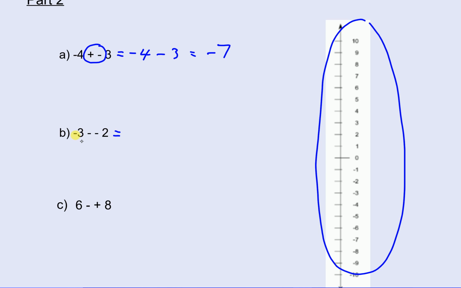Okay, next one, we'll go a bit quicker. First one is -3, just leave that as it is. Look at these 2 symbols together, 2 minuses, change that to a plus. So I'm starting at -3, so I start down here, I add 2, go up 2, 1, 2, finish at -1. Okay, on to this one, I've got a minus and a plus. So minus and a plus, change that to a minus. And then we work it out using the number line. Start at 6, which is up here, and I go down 8, 1, 2, 3, 4, 5, 6, 7, 8, I finish at -2. So that means you should be able to do the questions in part 2, so good luck with that, guys.